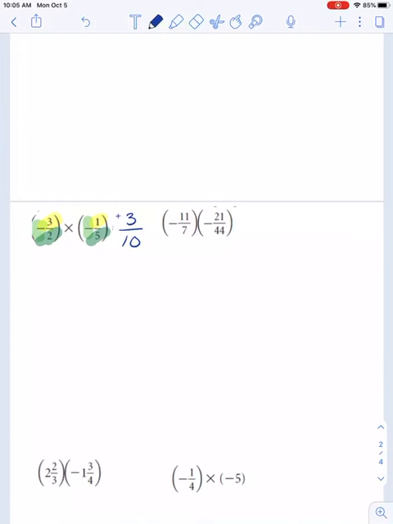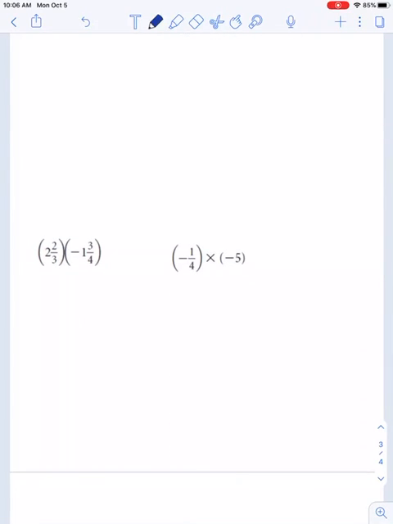Same thing for the next one. I have 2 negatives, so I know it's going to give me a positive. And then we just go ahead and multiply the numerators. 11 times 21 gives us 231, and 7 times 44 gives us 308.